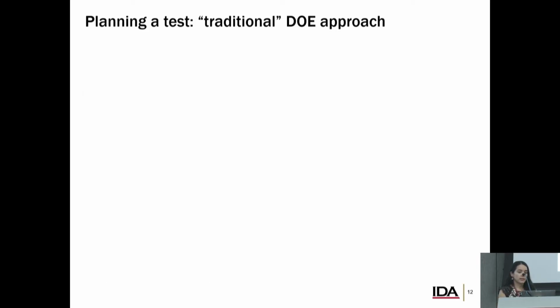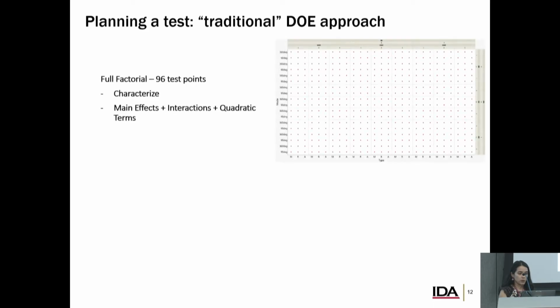So if we plan the traditional DOE approach, we can have a full factorial design. There's a typo there, it should be 400 and some. So sorry about that. So we want to characterize this. And we're going to have the main effects, the interactions, and the quadratic terms. And I'm testing everything, every possible combination. And again, that's not supposed to be 96.